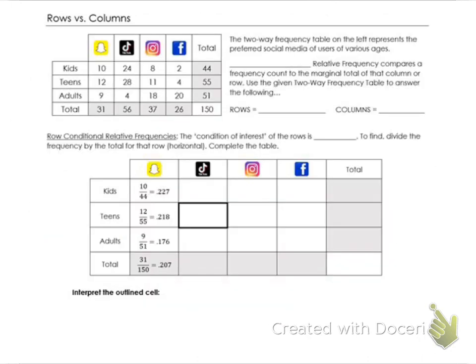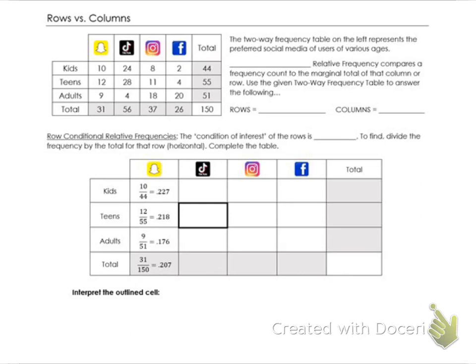So moving on to the very last page of our notes. We have 2 more slides left. Hopefully this is a little interesting to you, since everybody seems to be obsessed with TikTok lately. I decided to create a little social media question. The two-way frequency table on the left represents the preferred social media of users of various ages. So we have kids, teens, adults, and then we have 4 different social media platforms. So we have Snapchat, TikTok, Instagram, and Facebook.